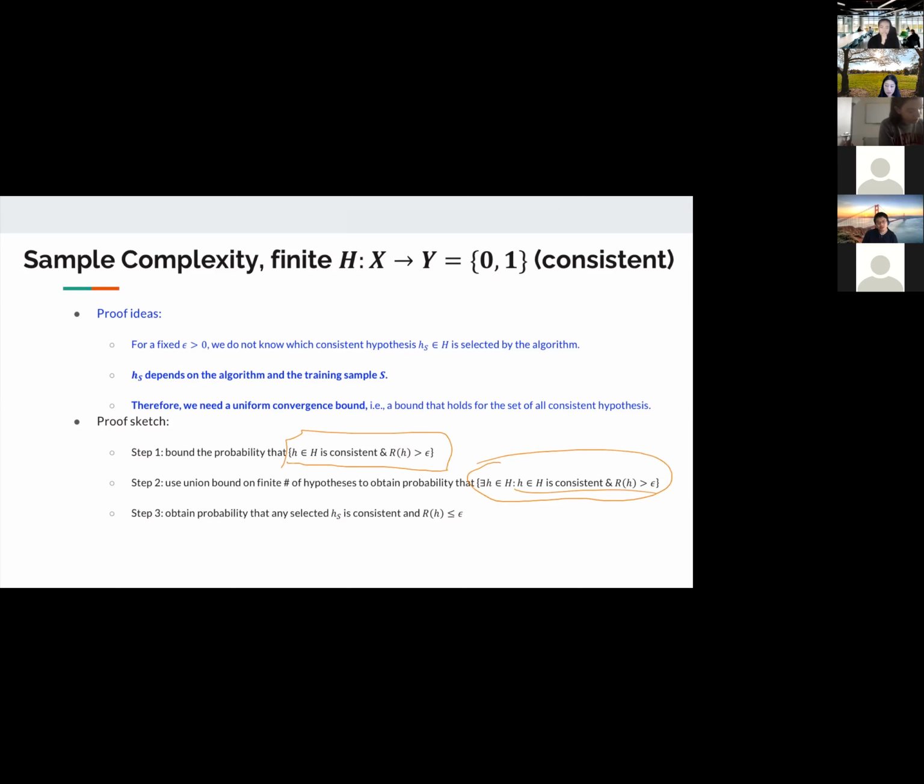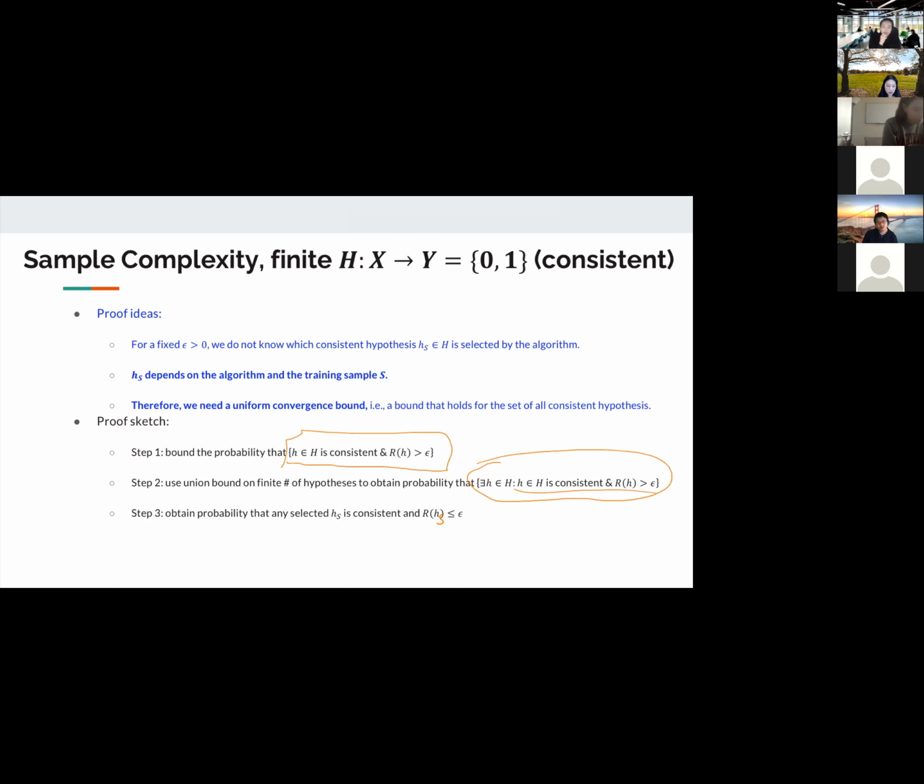Right. So since none of these happens, you take the union of that, then you can take 1 minus that entire union. It will give you the existence probability. Now, step 3 is to obtain the probability that any selected HS is consistent and R(H) is smaller than or equal to epsilon. Okay, so is the proof sketch clear?